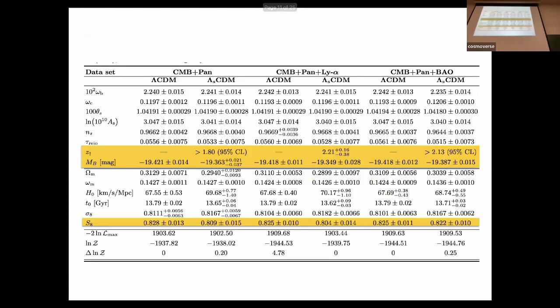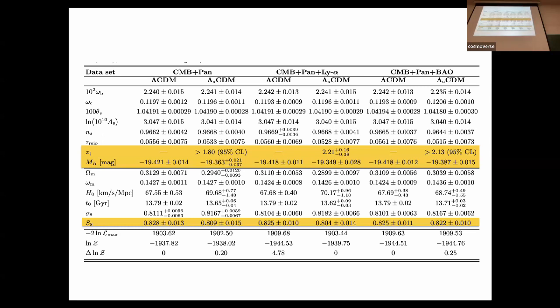So, very quickly, what happens? With CMB+Pantheon, you have Z dagger larger than 1.8, and with Pantheon larger than 2.2. If you use full BAO data, you have Z dagger larger than 2.1. But what we need is something like around 1.8. Okay. So S8 is smaller, you see. That's a good sign.